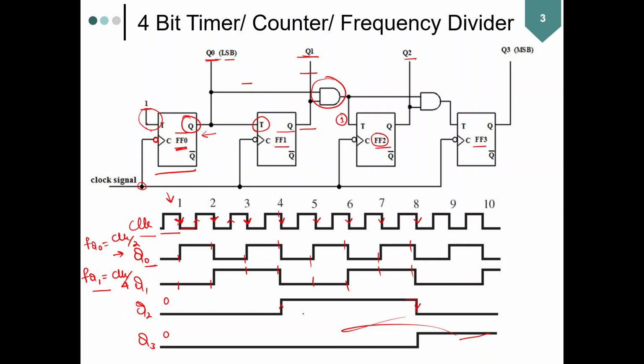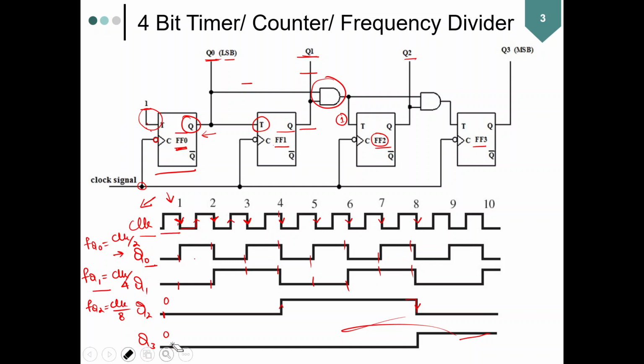So now you see that one clock cycle of Q2 accommodates 8 clock cycles of the input. Or again, one clock cycle of Q2 accommodates 2 clock cycles of Q1, Q1 accommodates 2 clock cycles of Q0, and Q0 accommodates 2 clock cycles of the input. So that means at every stage, the frequency is getting divided by 2. So FQ2 is equal to clock divided by 8.